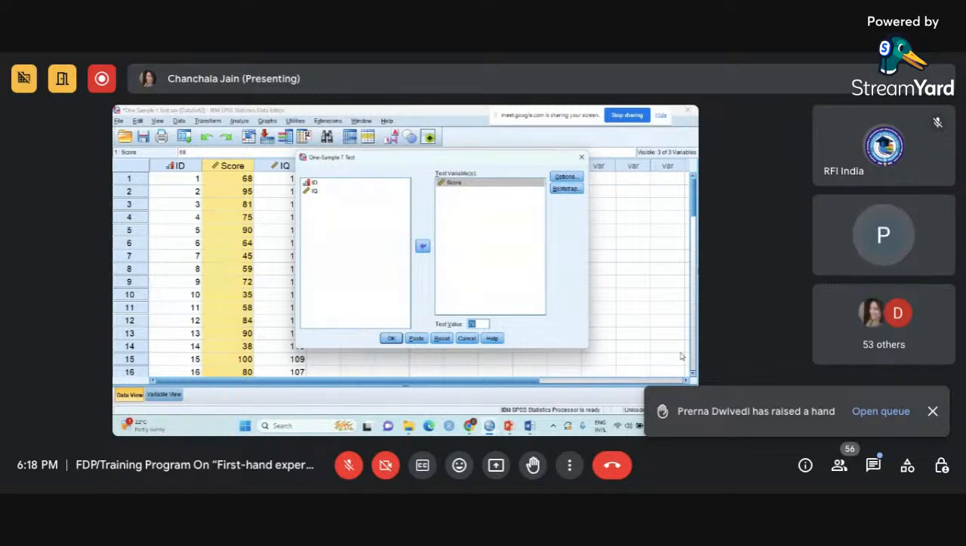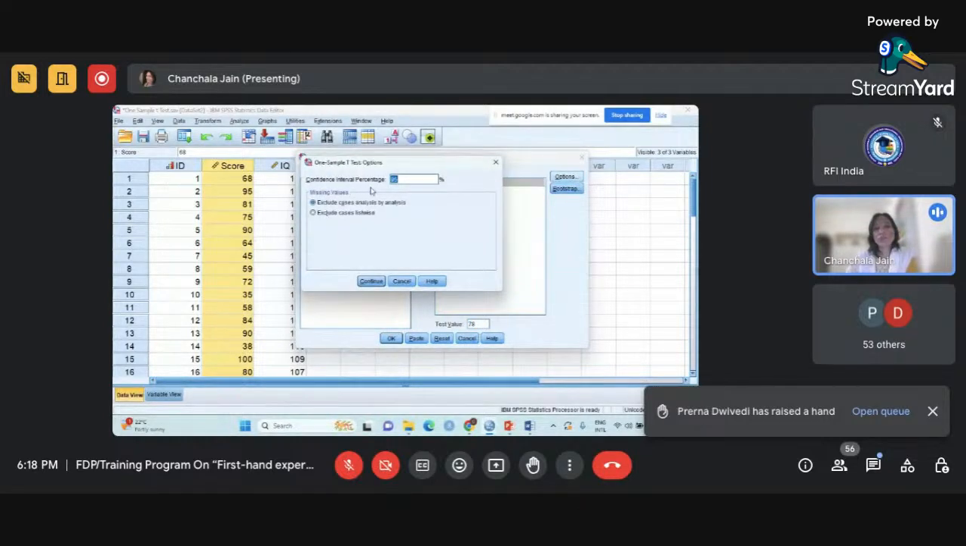Yes, ma'am. After that, I think we do not need to select anything here, but still if you want, you can go and check in the options. It is showing you the confidence interval percentage. It is 95%. But if you want to check your hypothesis for 99, or suppose 98 or 90 percent, whatever you want to check, you can change that percent here. It is totally up to you, right?